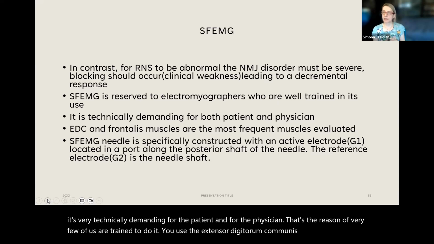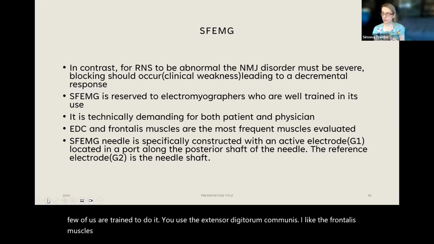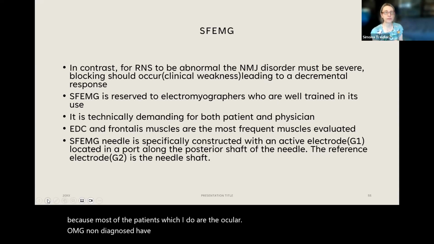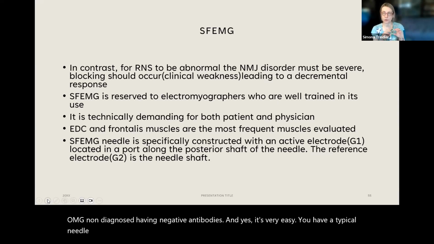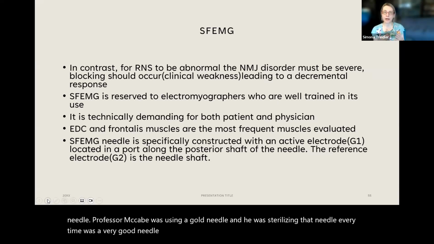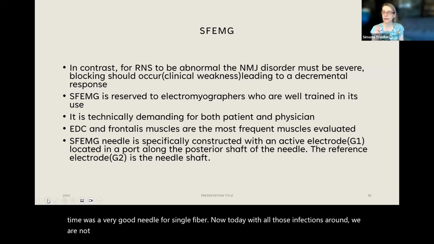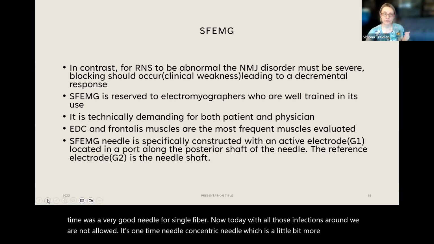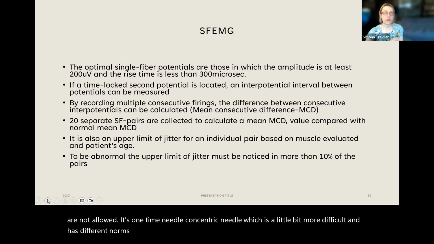I like the frontalis muscles because most of the patients which I do are ocular MG, non-diagnosed, having negative antibodies. And yes, it's very easy. You have a typical needle. Professor Maccabi was using a gold needle, and he was sterilizing that needle every time. It was a very good needle for single fiber. Now today, with all those infections around, we are not allowed. It's a one-time concentric needle, which is a little bit more difficult and has different norms to follow.